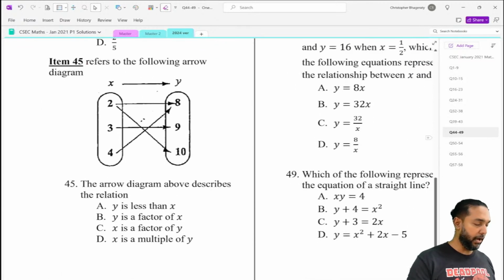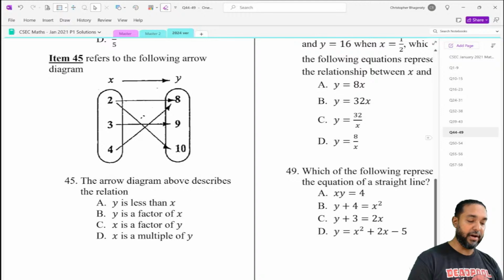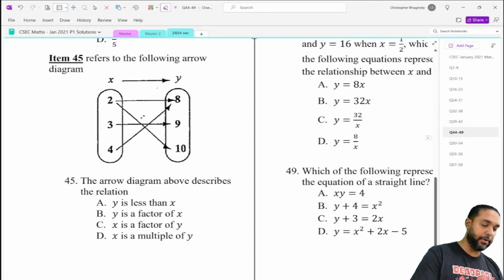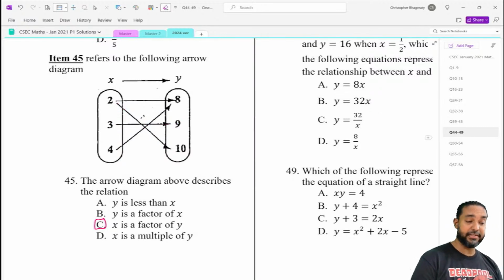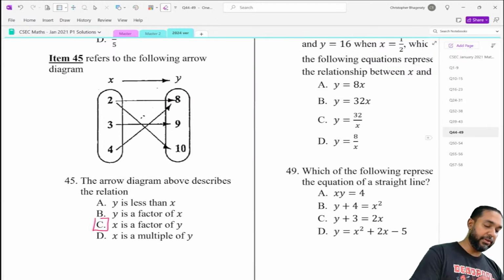All right, we saw this in the previous one. The arrow diagram above describes the relation x is a factor of y. That's option C, because 2 is a factor of 10 and of 8. 4 is a factor of 8. This is 1 to many and many to 1. Because 2 is going to 8 and 10, and 2 and 4 are both going to 8. So that's a many to 1, and you also have a 1 to many. So it's definitely a relation and not a function. That's why they said a relation.